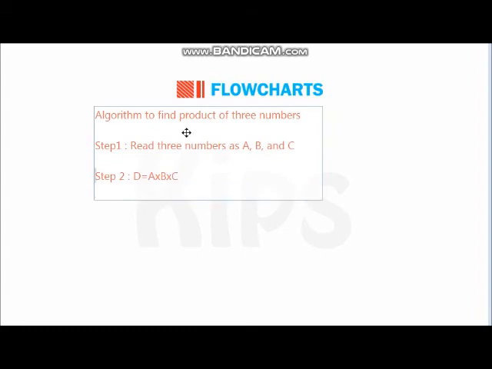Okay. And what will be our next step? Instead of writing in a sentence, we can write it in simple step also. Step 3. Now what we have to display? Display D. Why? Because D is the product now. And step 4 is your stop. So this is the simple algorithm to find out the product of 3 numbers. So this algorithm you have to note down in your notebook. Okay.